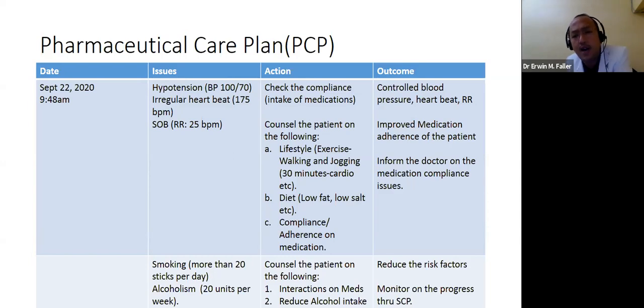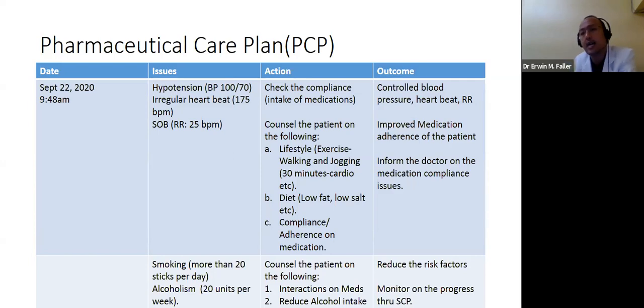And what will be our action? Once you have identified the issue, you don't put it all in one issue. Dapat isa-isa. Okay? In one row, isa-isa, so that we are able to identify what your action will be for a particular issue. Then we'll be able to check the compliance.